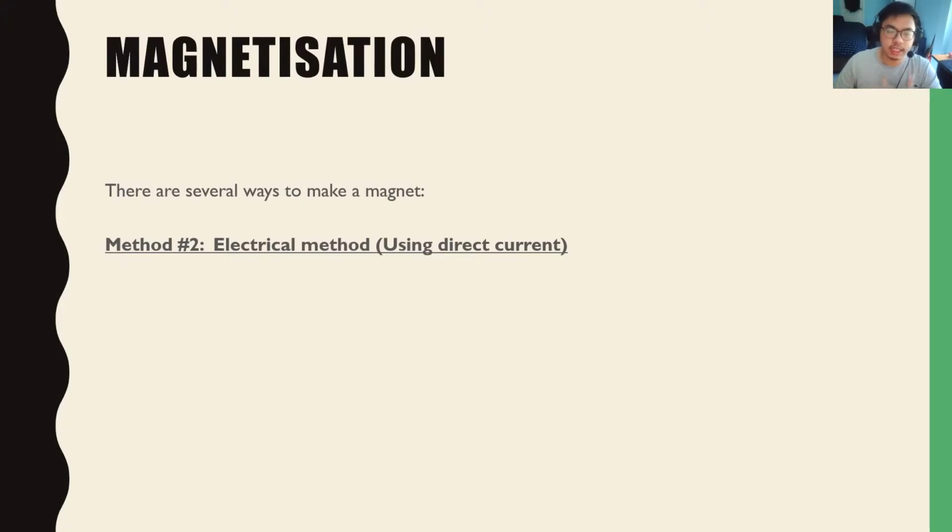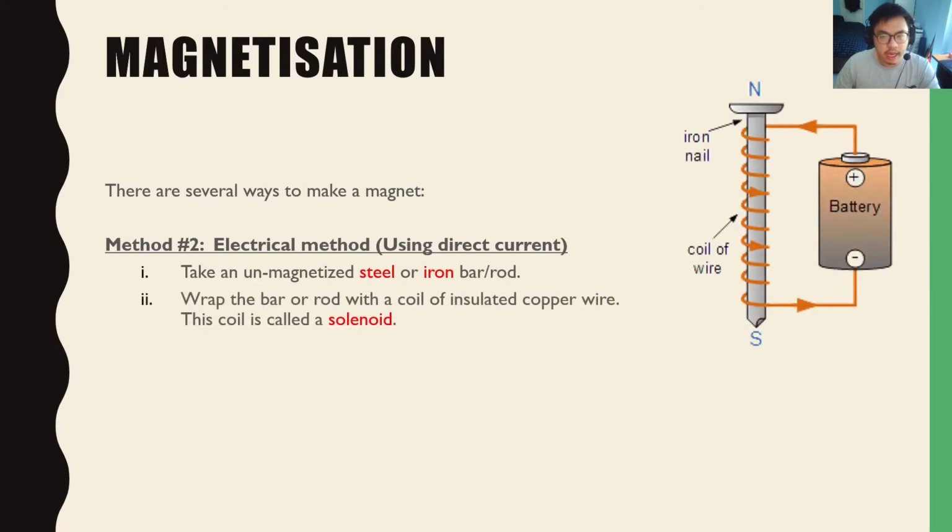The second method is by using electricity, or to be specific, by using direct current. Direct current is a type of current that you will learn in future topics. So you take a steel or iron bar, and then you wrap the bar or rod with a coil of insulated copper wire. This coil is called a solenoid. Very important, you'll encounter this word a lot in this topic and also in the next few topics. So a coil of wire is basically called a solenoid. Make sure you know what this word means.